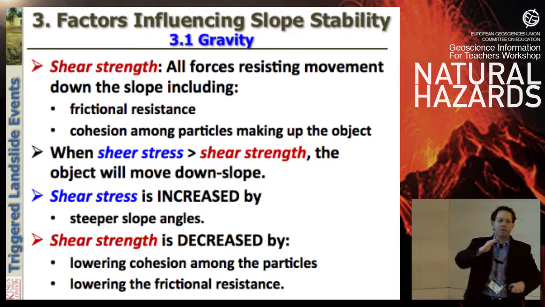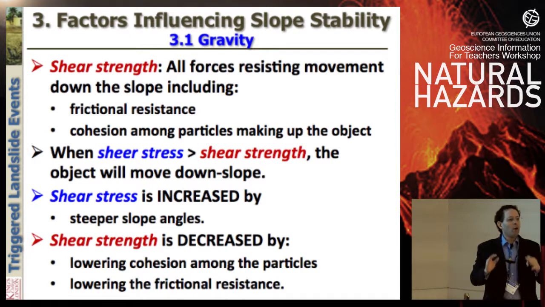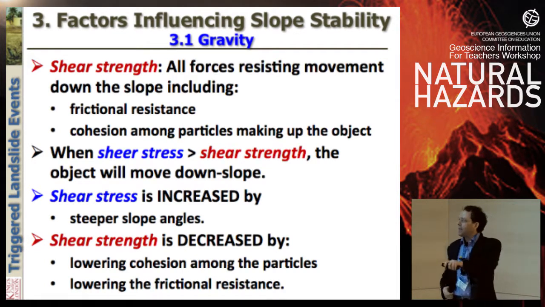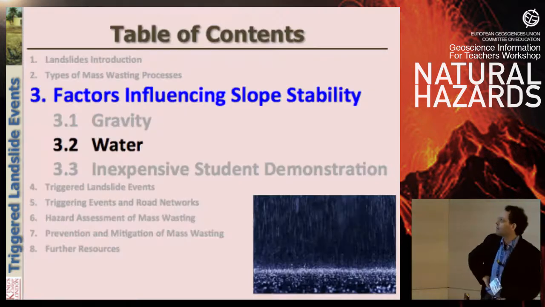Shear stress is going to be increased by steeper slopes. So we know if we have a steeper slope, this is going to be one of our ways of doing hazard mitigation. We go around and we look at digital elevation models. And we look at where is steeper, where is less steep. So that's going to be our first way to look at where is more at risk. Shear strength is decreased by lowering the cohesion among the particles and lowering the frictional resistance.